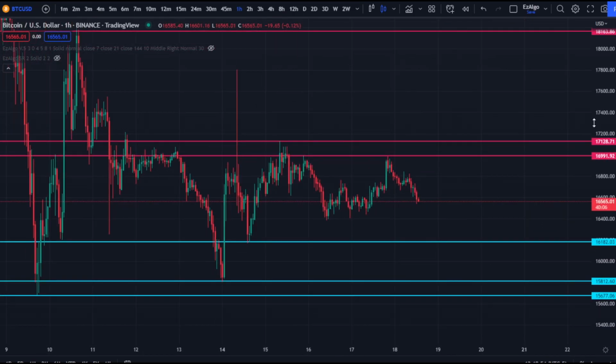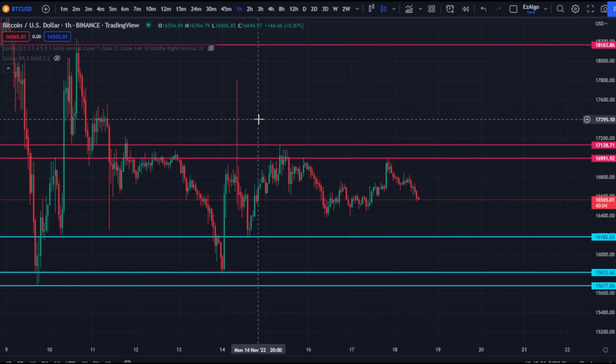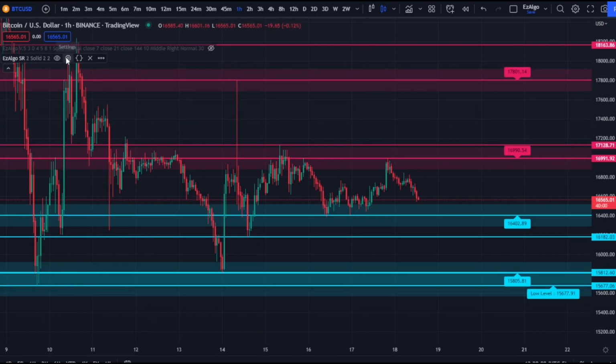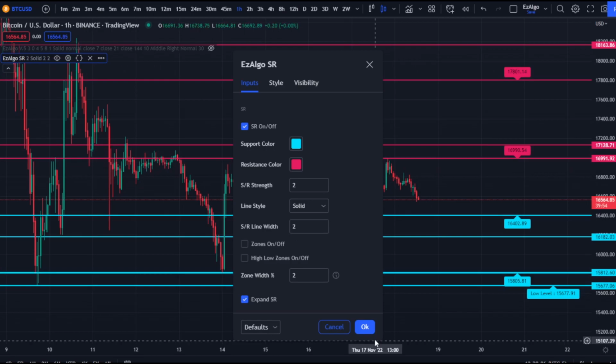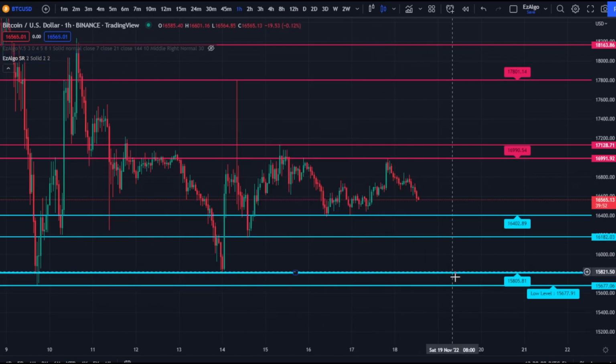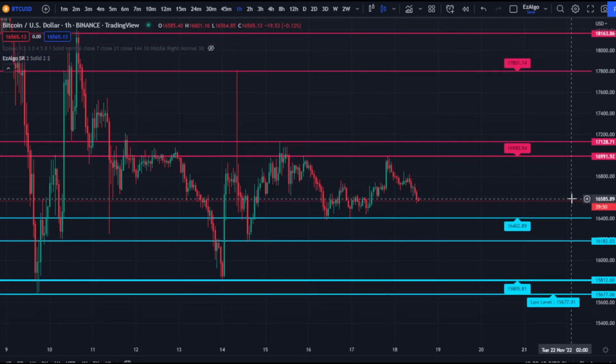All right. So now that we've identified these key points and levels, we're going to turn on our EzAlgo SR. All right, and we're going to do some tweaking here. We're actually going to turn off the high and low zones as well as the zones, and we're just going to keep this line, right, this solid line. Now, what EzAlgo does for you is it will give you the levels to swing failure when you set it to a solid line. It will actually give you these levels, right?